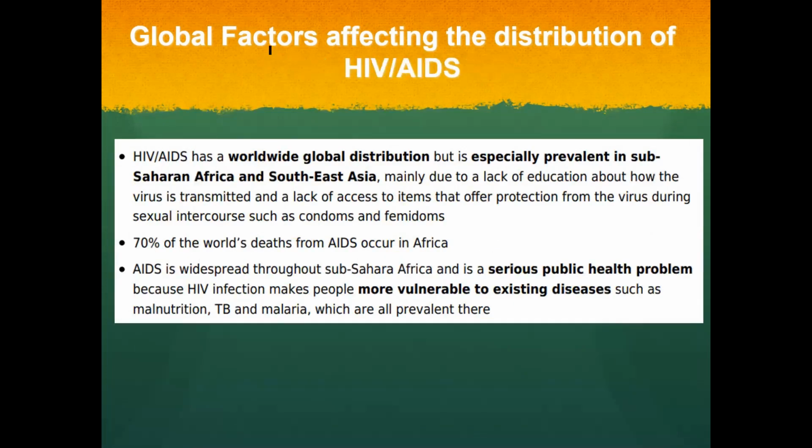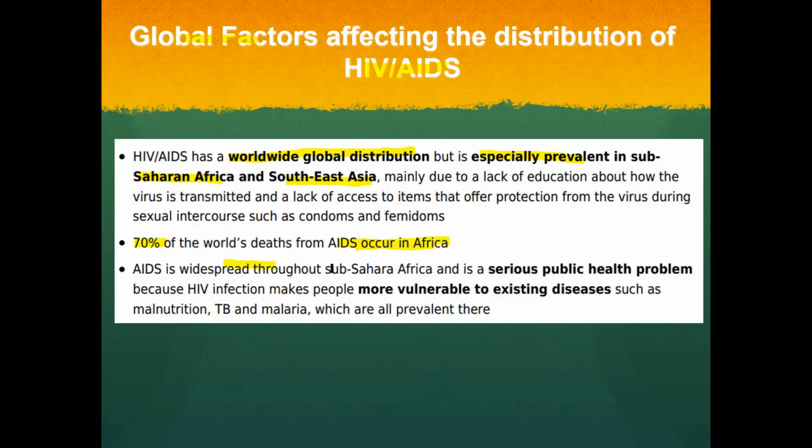Then the last thing we have to talk about is the global factors affecting the distribution of HIV/AIDS. HIV/AIDS again has a worldwide global distribution, but is especially prevalent in sub-Saharan Africa and Southeast Asia. Mainly due to lack of education about how this virus is transmitted, so there is no awareness. They don't have access to items like condoms, so they are not using them, and because of that the virus is spreading there. 70% of the world's deaths from AIDS occur in Africa. So again, poor education and poor socioeconomic conditions.